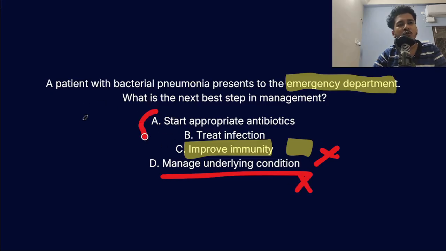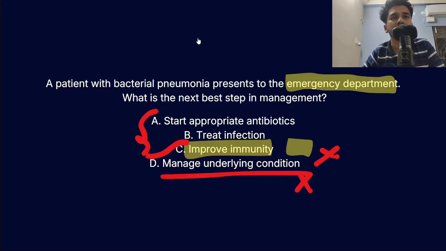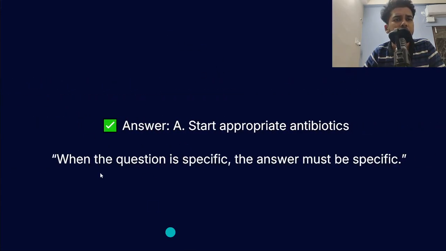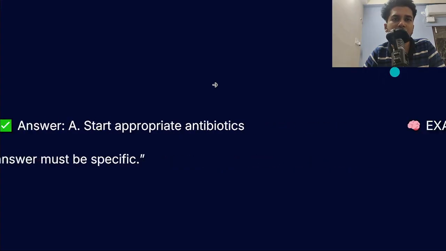And then we have 2 options. This is where our umbrella thing comes in. Option A is start appropriate antibiotics, and option B is treat the infection. Of course, the patient wants us to treat the infection, but how do we treat the infection? We treat the infection by using the appropriate antibiotics. So that is how we select this option, because B is the umbrella term. So option A is the correct option. Start antibiotics, the appropriate antibiotics. When the question is specific, the answer must be specific.